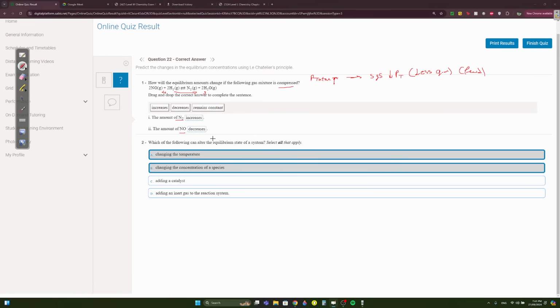What can change? What are the things that can alter the equilibrium state? Surely temperature, concentration, catalyst no, inert gas no. The other one after temperature and concentration would be pressure. And I think they meant other than what was used in part A.